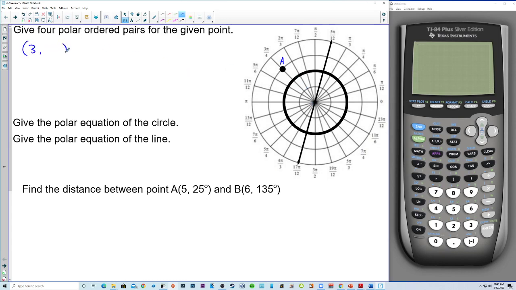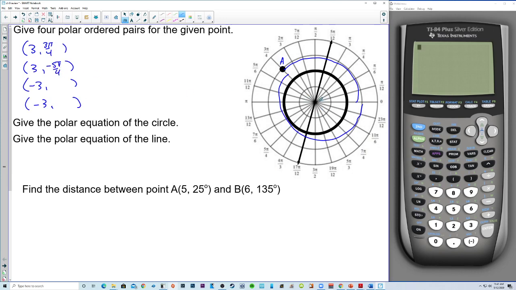So we should be able to get 2 points with a positive 3 ordered pairs, and then 2 ordered pairs with a negative 3. All right, let's get to this point by going positive angle. That'd be 3 pi over 4. Then how about a negative angle? Negative 5 pi over 4.